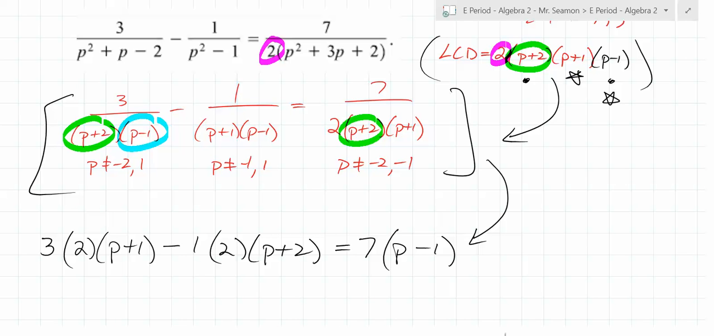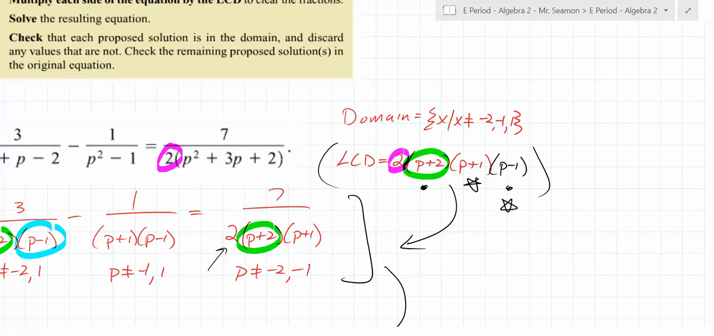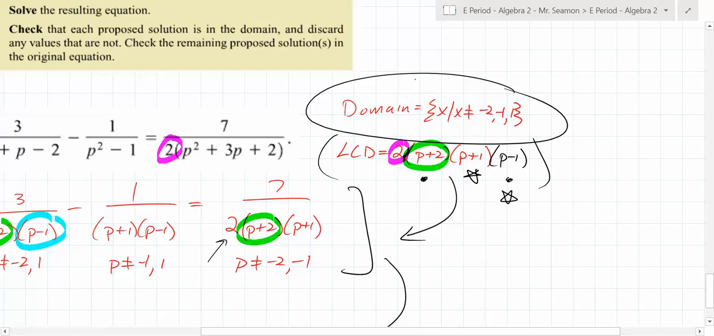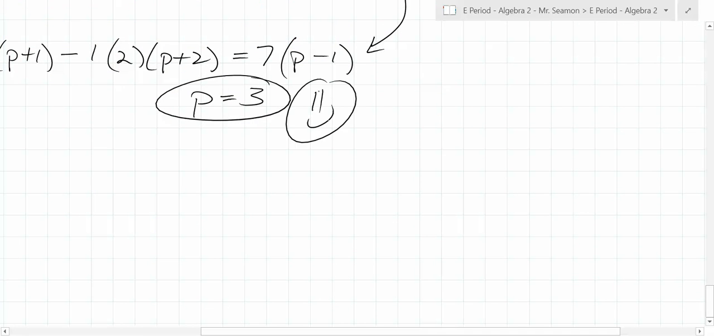Okay, so we're going to talk about that. What did you get for P? 3. Who got an answer? Who got 3? Raise your hand if you got 3. Now let's look at the domain. Is 3 in the domain? Yes, 3 is in the domain. 3 is not one of the numbers that can't be in it, so 3 is in the domain. So what's the answer? Yay! Now, could you check it at this point? You could. So let's keep practicing.